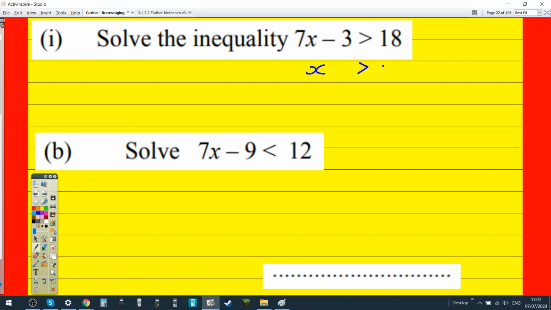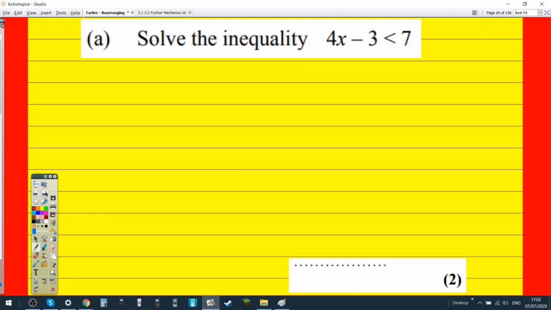So x is greater than 3. And if you're stuck, you can do a step by step. So you first add 3 to both sides. And then you divide both sides by 7. Okay. Let's see. That's right. Okay, let's try this one.